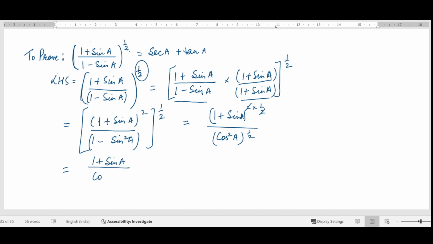upon cos A. Separate both terms: 1 upon cos A plus sin A upon cos A. This is equal to 1 upon cos A is sec A, plus sin A upon cos A is tan A. And this is RHS, hence proved.